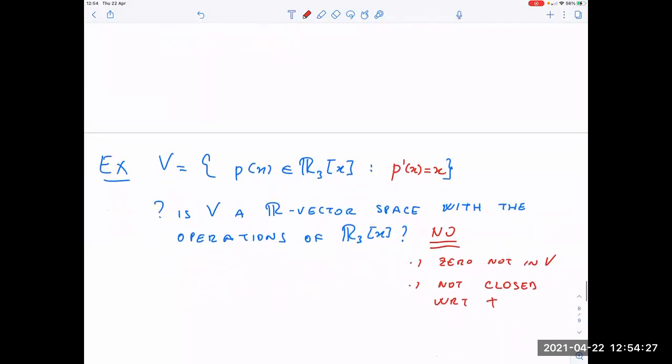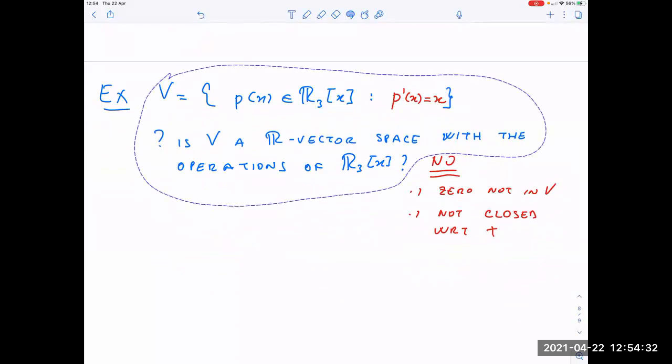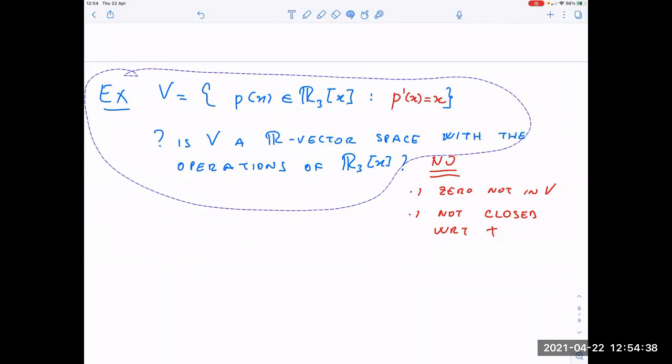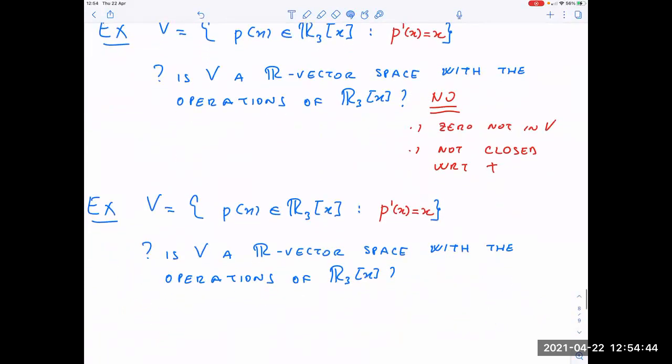Okay, good. Now you see, very often it is enough to look at some special elements to be able to answer these kinds of questions. What happens if the answer is yes? So we can change this a little bit. Maybe I can put here 0. So we just change the condition. Now the first derivative must be the 0 polynomial. What do you think? Is this possible or not? Sorry, is this a vector space or not with the usual operations?